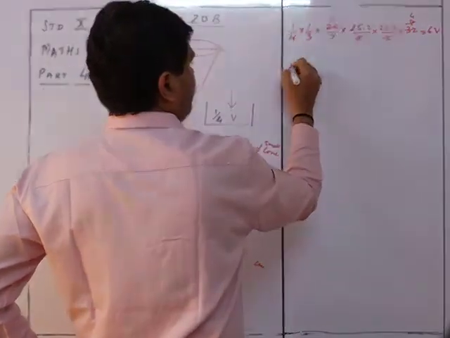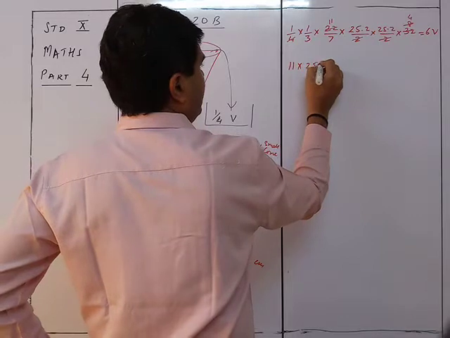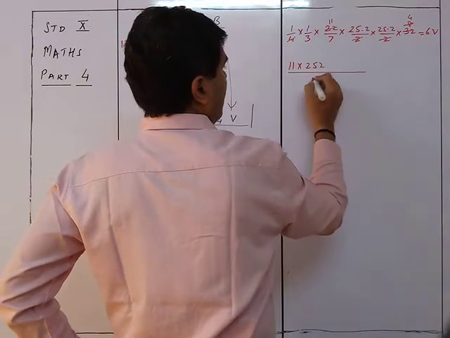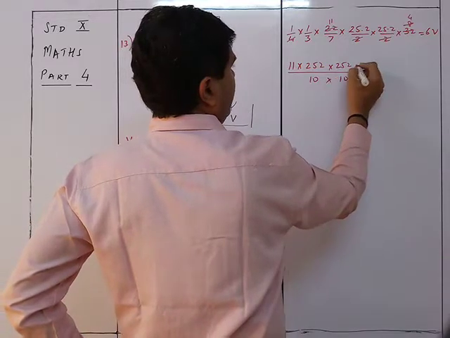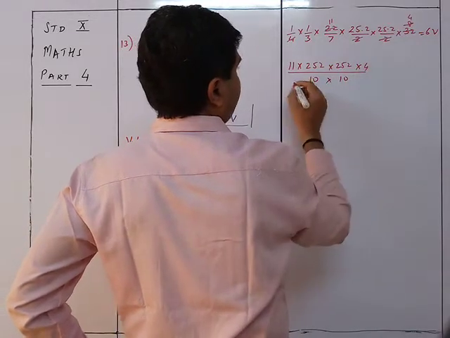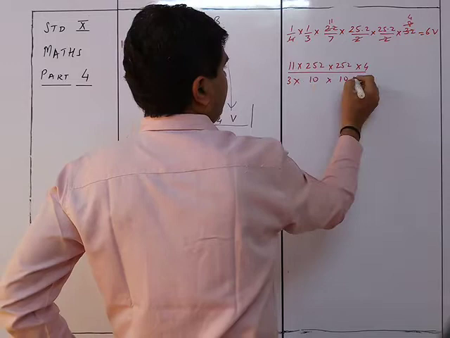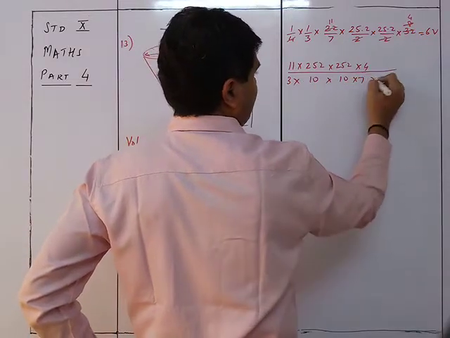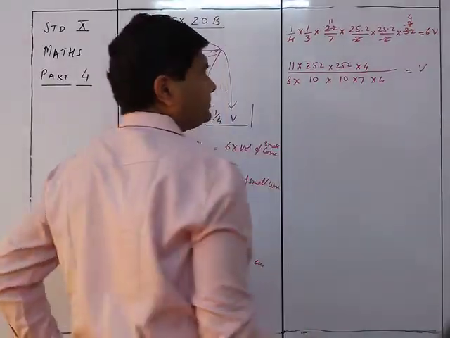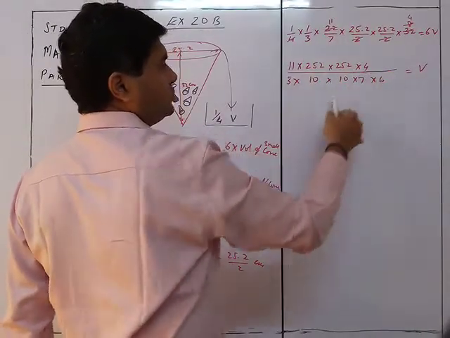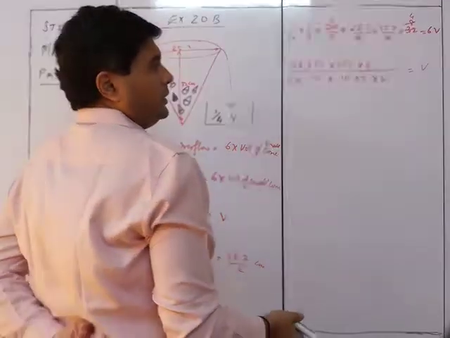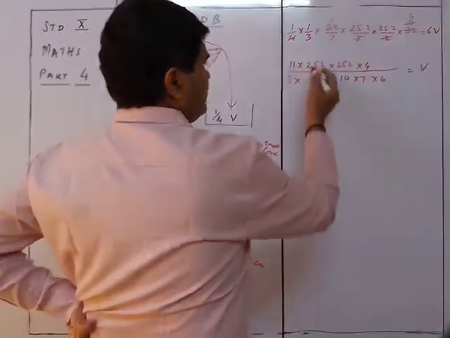So it is over here 11 into 252/10 into 252/10 into 4 इधर है और नीचे क्या बचा है, इधर 3 बचा है into 7 बचा है और यहाँ से 6 आया. So that is equal to V. 3 into 7 into 6 into 10 into 10 for these two things. Clear? Now let's see whether this is divisible by 7.